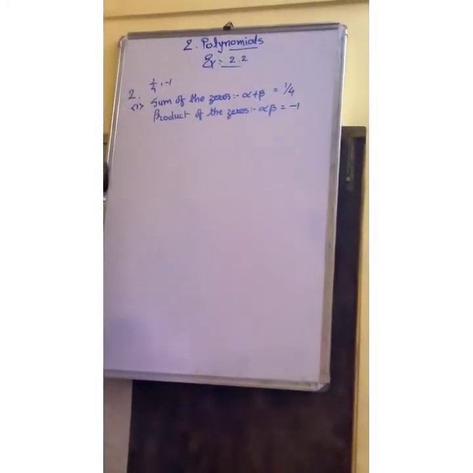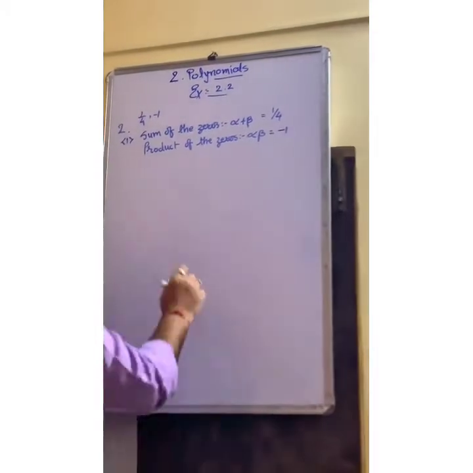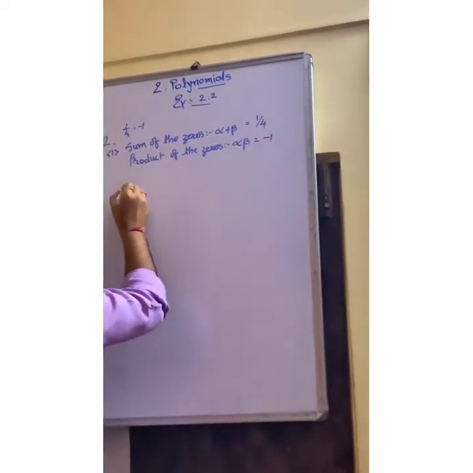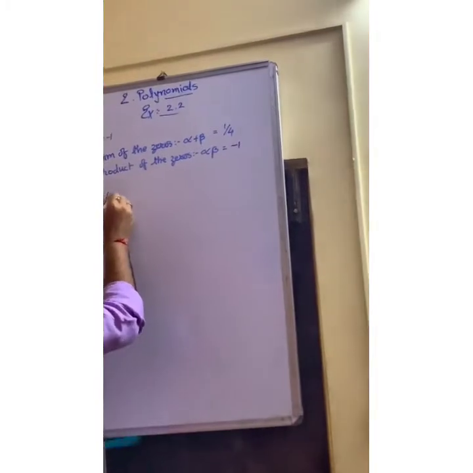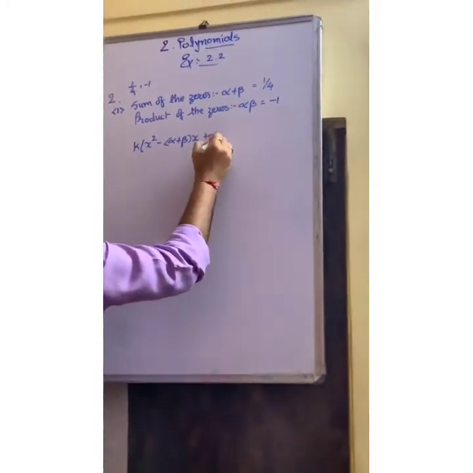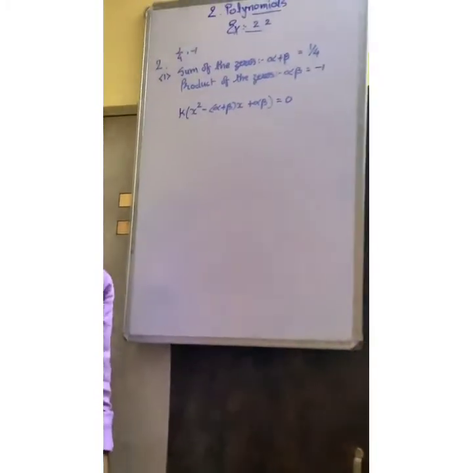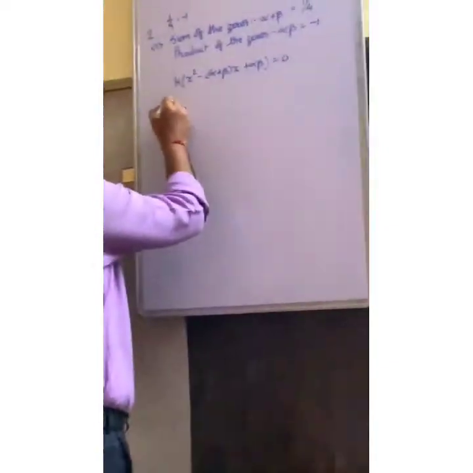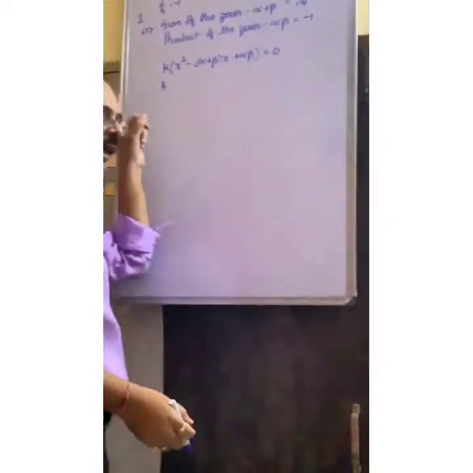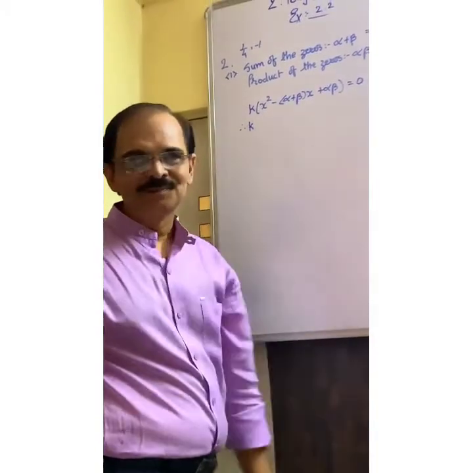Now you know the formula. We have discussed this in our earlier lectures: k x square minus alpha plus beta into x plus alpha beta equal to 0. This is the standard form when zeros are given. Here alpha plus beta already given, alpha into beta already given. So place the value, you will get your answer. K, keep it as it is. If you write k, then it is good. If you do not write, then also it is good.